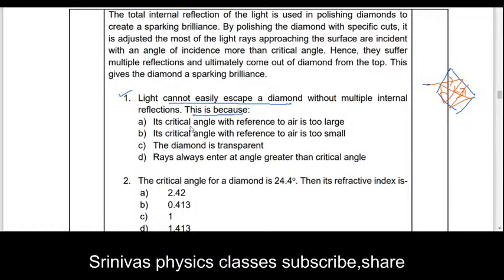Then what is the reason they are asking? The critical angle with first option, critical angle with reference to air is large. Critical angle with reference to air is small. Diamond is transparent. Rays always enter at an angle greater than critical angle.